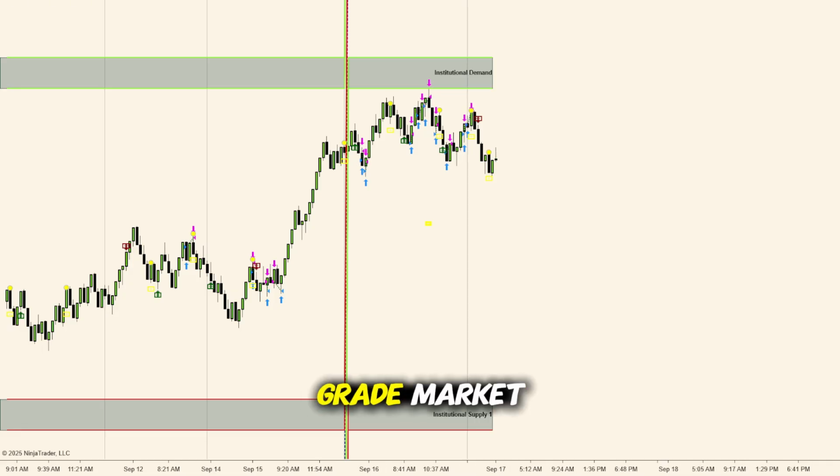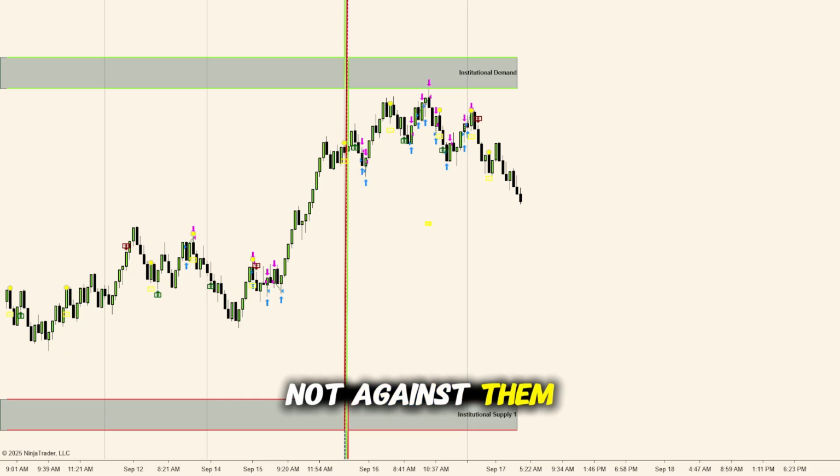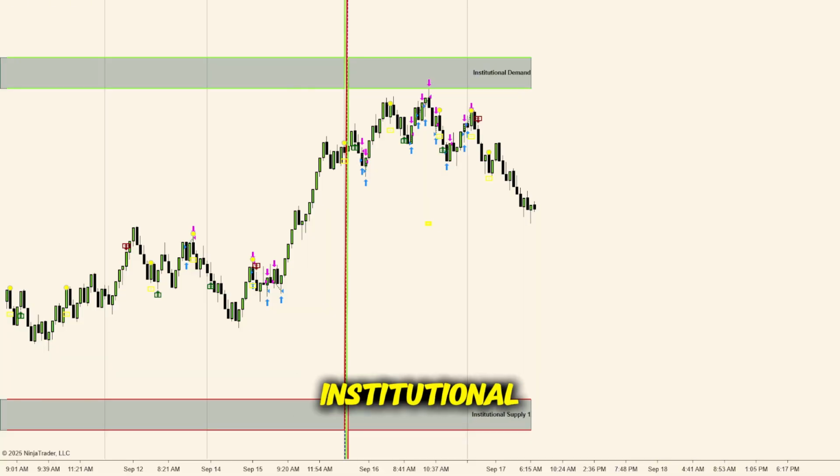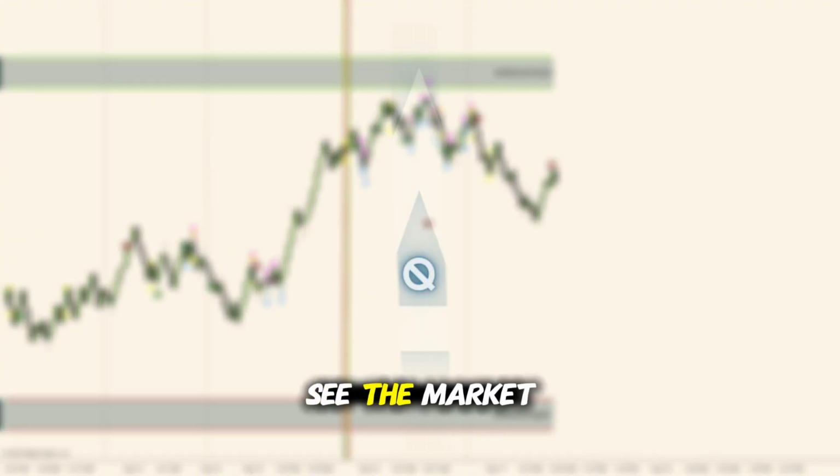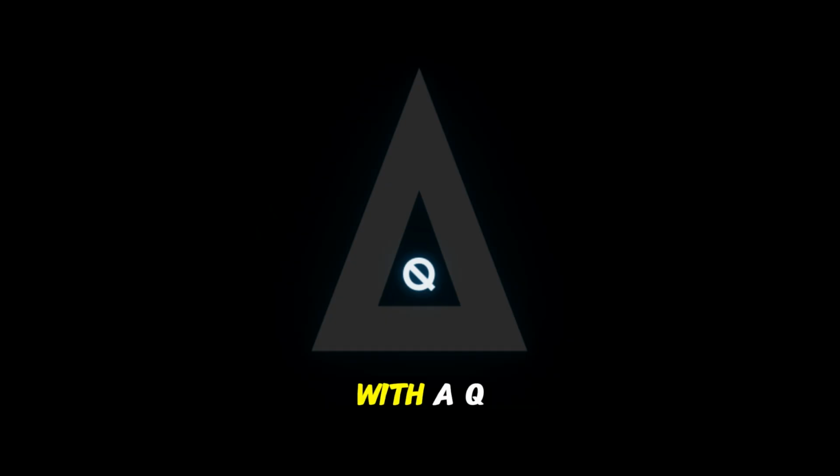This is professional-grade market structure, plotted automatically, updated in real time, and designed to make you trade in alignment with the institutions, not against them. You'll know where price wants to go, where it's likely to pause, and where real conviction begins. That's the power of the AQA Quant Institutional Levels Indicator. Clarity, precision, and control in every market condition. Trade where the smart money trades, and see the market the way institutions do with AQA.